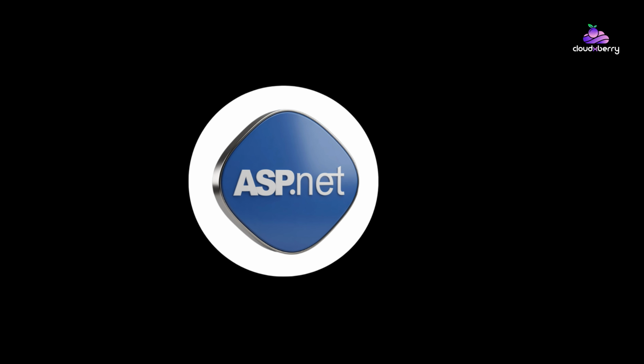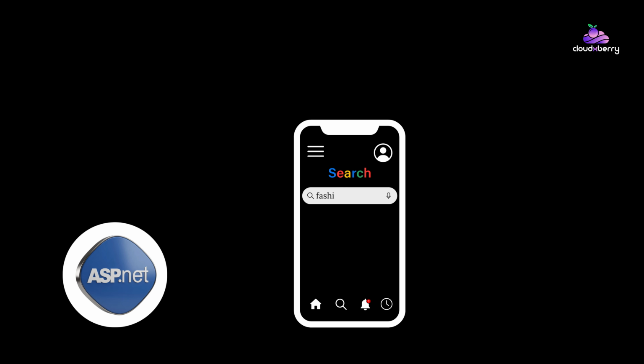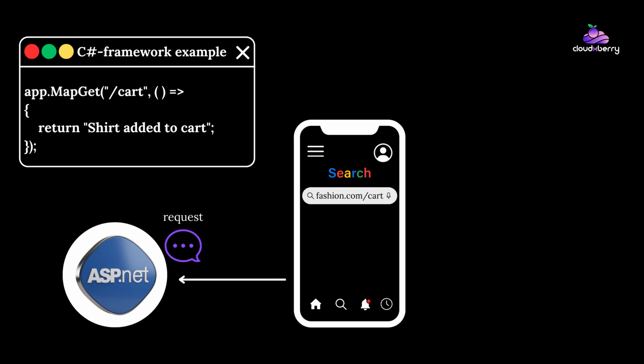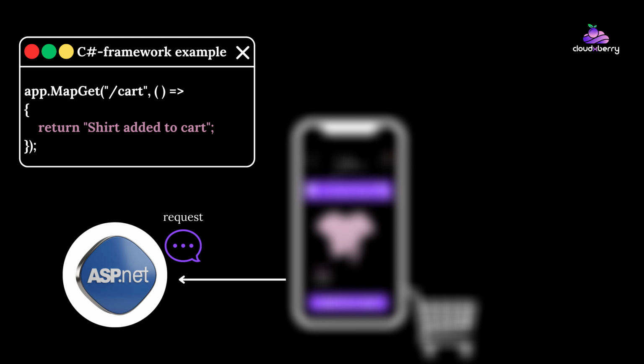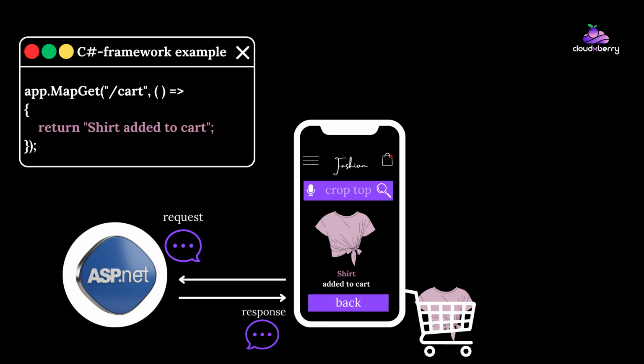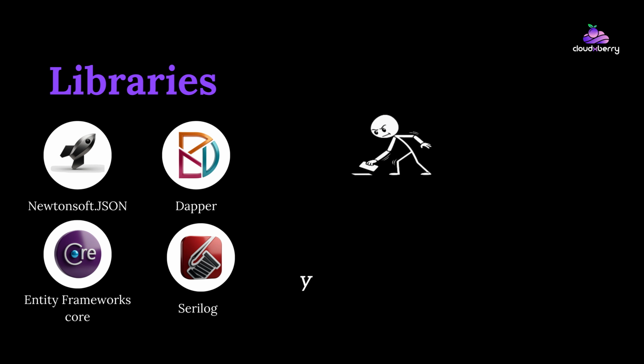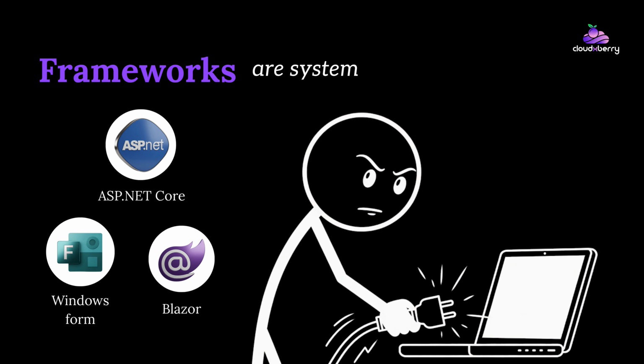Take ASP.NET Core, for example. You don't manually read raw web requests yourself. The framework receives the request, figures out where to send it, runs some setup, calls your code at the right moment, and sends back a response. So libraries are tools you pick up when you need them. Frameworks are systems you plug into.